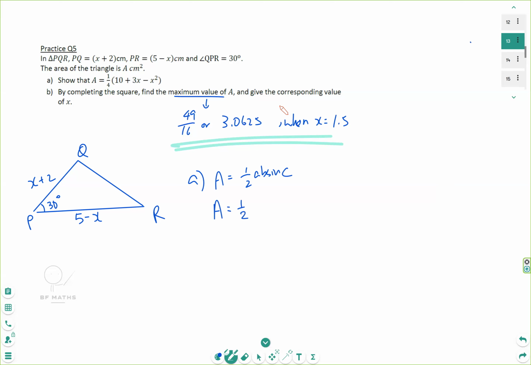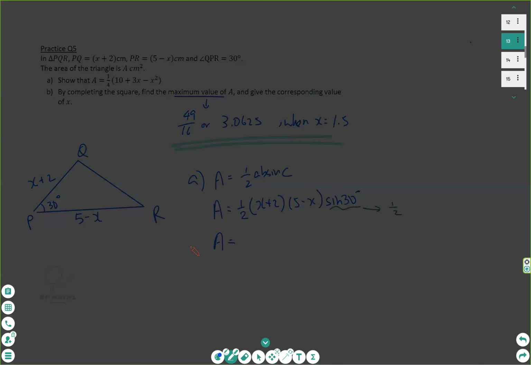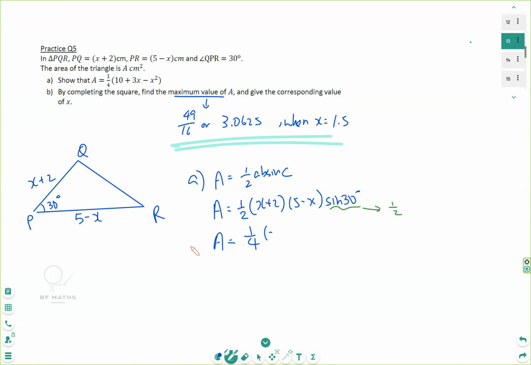Now my a and b values would have to be x plus 2 and 5 minus x, because the angle is 30 degrees between these two lengths. So half times x plus 2 times 5 minus x times sine 30 degrees. Don't forget sine 30 degrees can be put in a calculator, which is a half. A half times a half is a quarter, so that's where a quarter comes from. A quarter times x plus 2, 5 minus x.